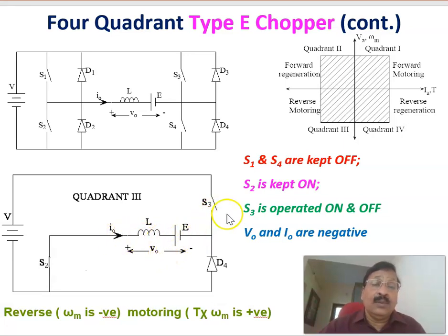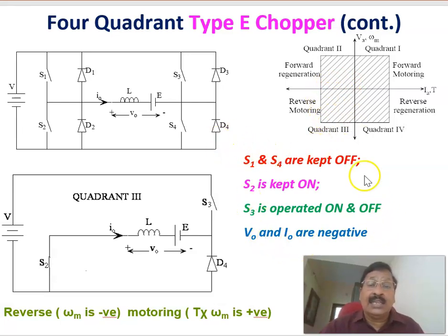Therefore, the average voltage will always be negative, and depending upon the duty ratio, you can vary the negative value of the average voltage across the motor, and the current is always negative. That is why voltage is always negative and current is also negative. Or we can say that torque is negative and omega m is also negative. T into omega m is positive. That is why it is called motoring action. Since omega is negative, it is called reverse. That's the reverse motoring action taking place in the third quadrant of operation.